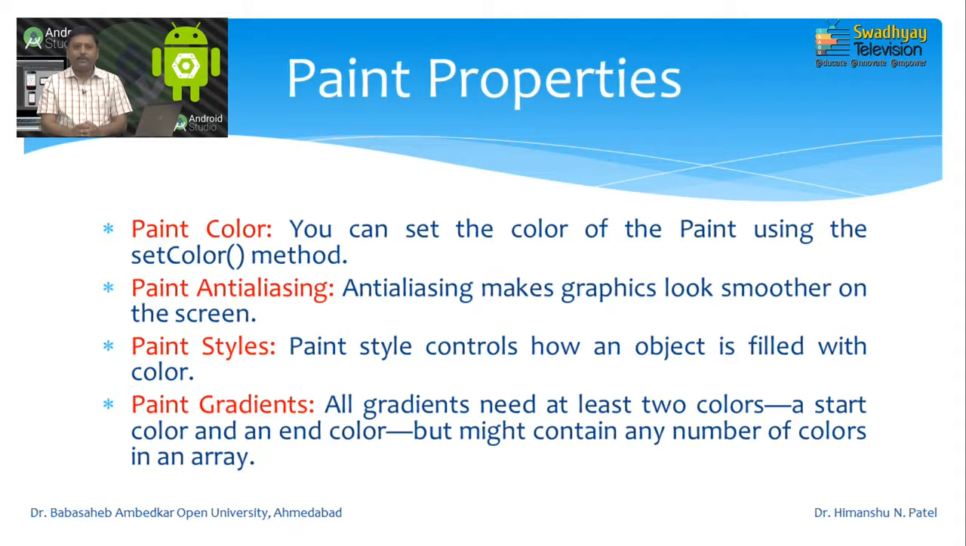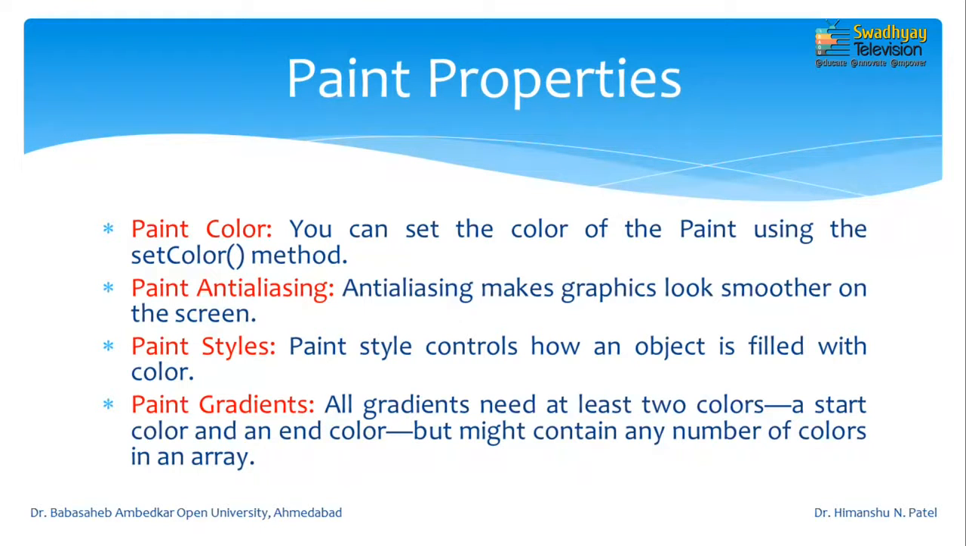Now, you can specify paint anti-aliasing. This anti-aliasing feature is used to make your graphics smoother on the screen. That means, whenever there is a sharp angle, you can use anti-aliasing feature to smooth those areas. You can also specify paint style. Paint style controls how an object is filled with color. Fill color is specified by paint style and you can also use paint gradients. These gradients specify the shades of different colors that you can use.